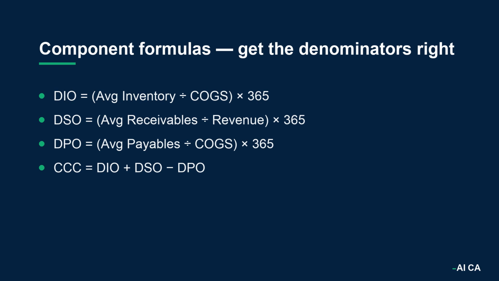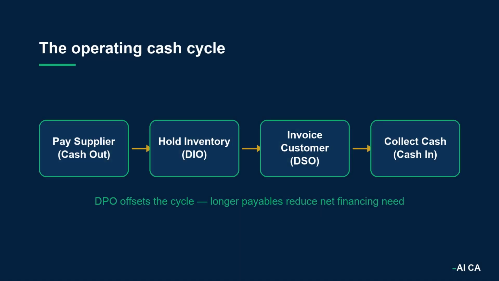Note the denominator. DIO and DPO use cost of sales because both inventory and payables relate to purchases. DSO uses revenue because receivables arise from sales at selling price. Here is the flow of cash through the operating cycle. Cash leaves when we pay suppliers. It is then embedded in inventory, converts to a receivable when we invoice the customer, and finally returns as cash when the customer pays. The cash conversion cycle is the elapsed time across this entire loop, net of the free credit we receive from suppliers via DPO.